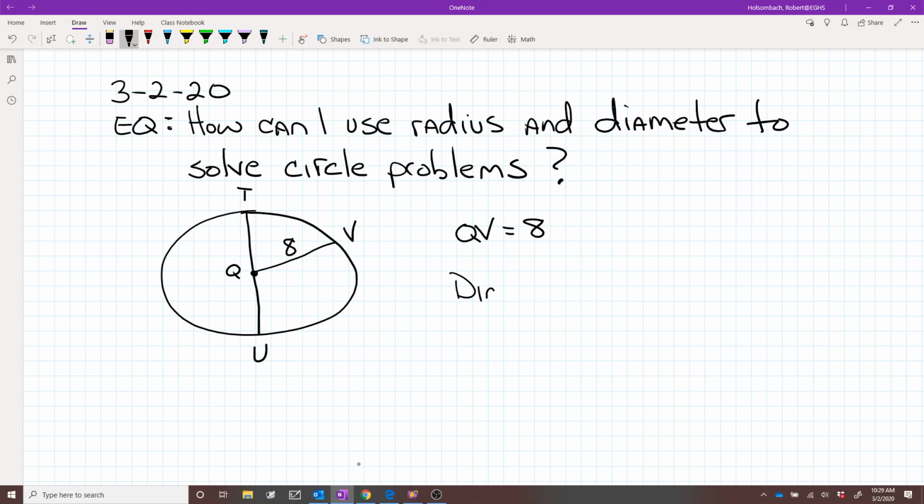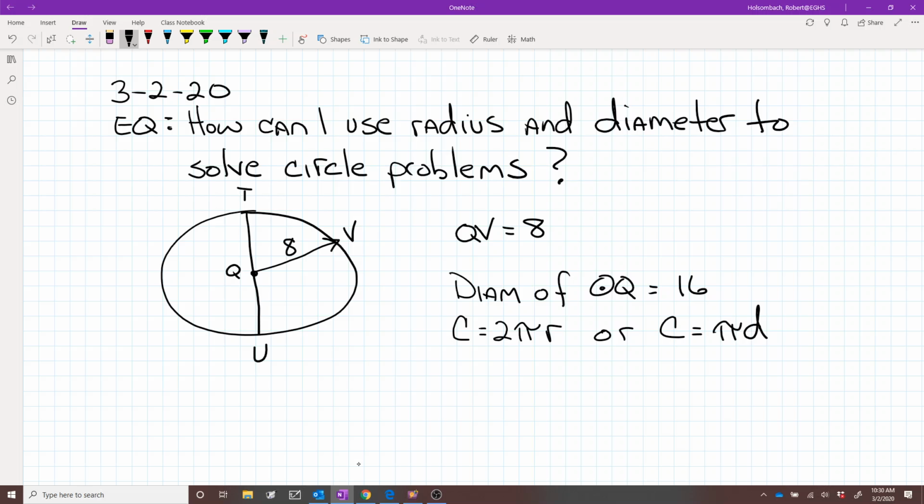So you need the diameter of circle Q. So if this radius is 8, what's the diameter? 16, good. Alright, diameter. And while we're at it, let's just find the circumference. Circumference is equal to 2 times pi times the radius, or circumference is also equal to pi times the diameter. So if you know the diameter or the radius here, then your circumference is equal to 16 pi.